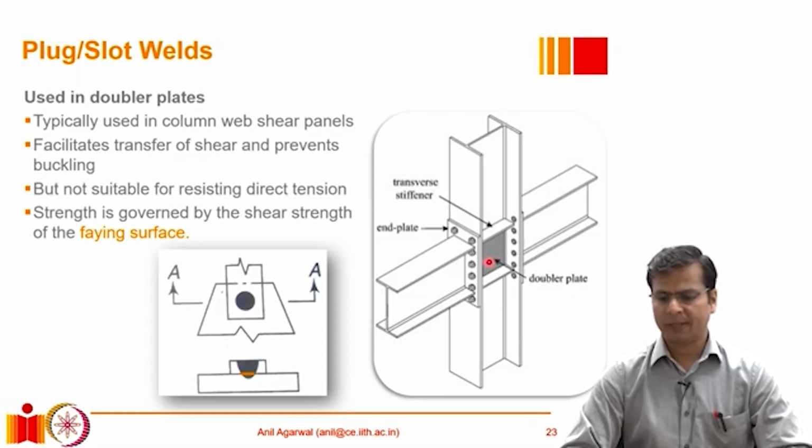One option to prevent that is to drill holes in this doubler plate at a few locations and then weld and provide this kind of plug welds to combine the two plates together. Through these plug welds, we can make the two plates deform simultaneously. So in such shear-dominated situations, they are more frequently used.